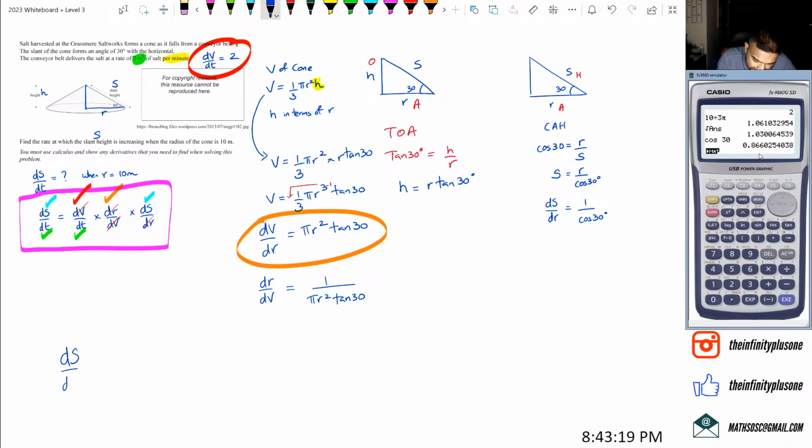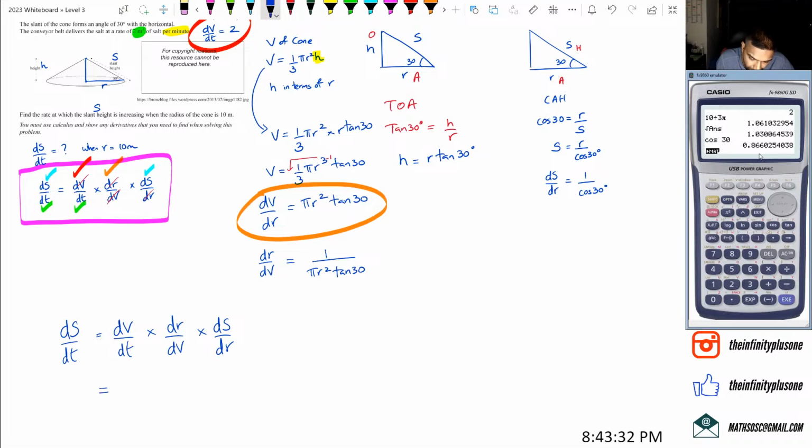We've got ds/dt equals dV/dt times dr/dV times ds/dr. So dV/dt, we know what that is. That's 2. dr/dV, we worked it out. It was 1 over pi r squared tan 30. And ds/dr, we worked out to be 1 over cos 30.